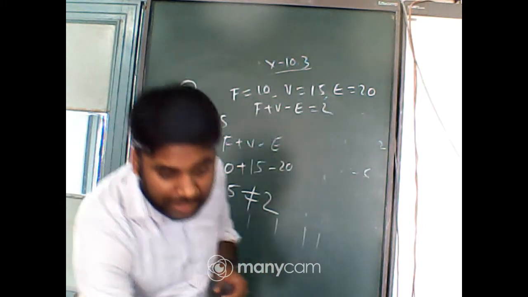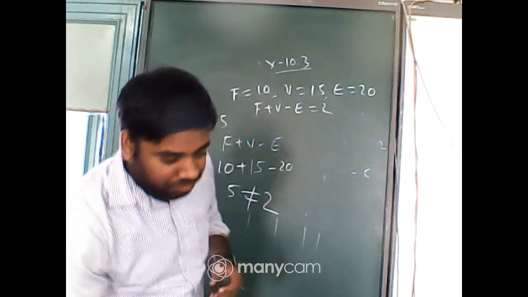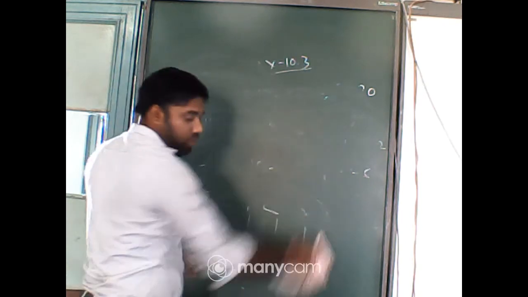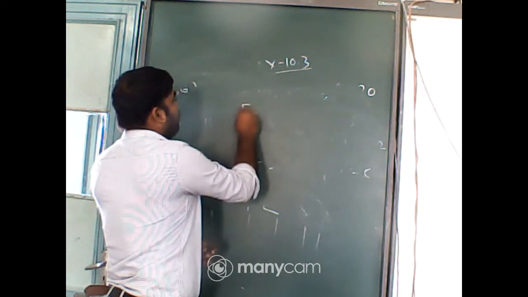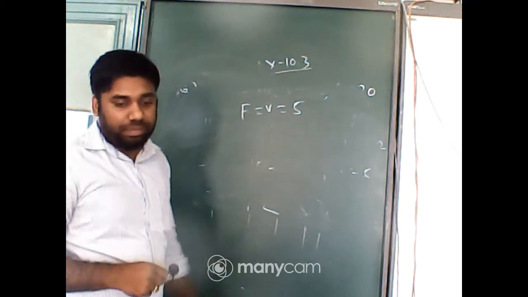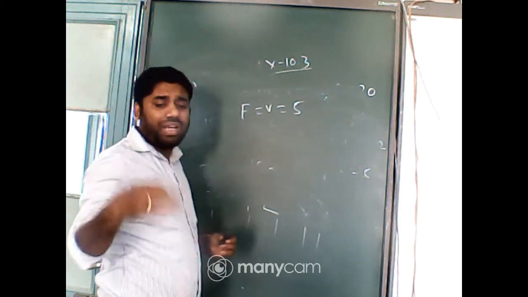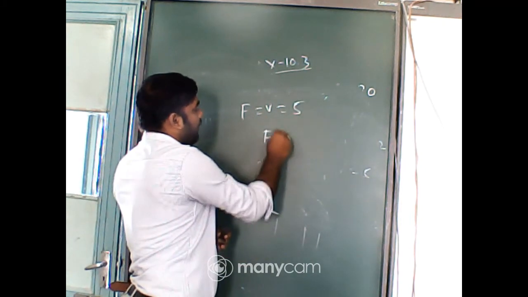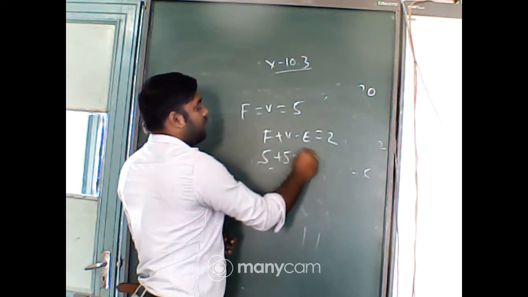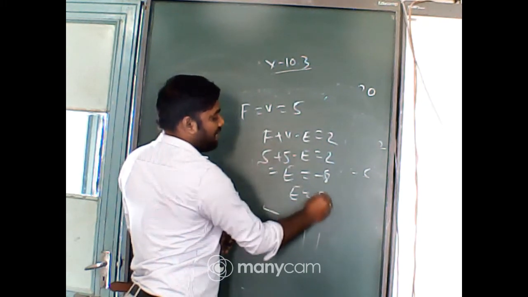Okay, I hope it is clear. So solve this sum: if it is given that F equal to V equal to 5 for a polyhedron, what will be the value of E? It's a very easy question, students. Just use Euler's formula, F plus V minus E equal to 2. So F equal to 5, V equal to 5, minus E equal to 2. So you will get minus E equal to minus 8. So the number of edges is 8.